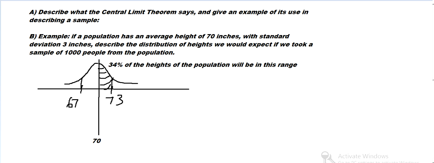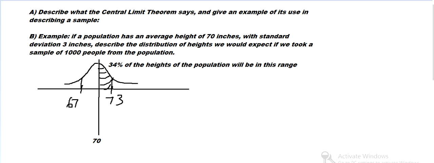So if we pick a random person, the probability is 34% their height will be in that range. But if we take 1,000 people and we measure the mean of those, that's going to give a much more accurate picture of the population. The mean is going to be the same because we're drawing people from the overall population, so we'd expect the mean to be about 70, just the same as the overall population.